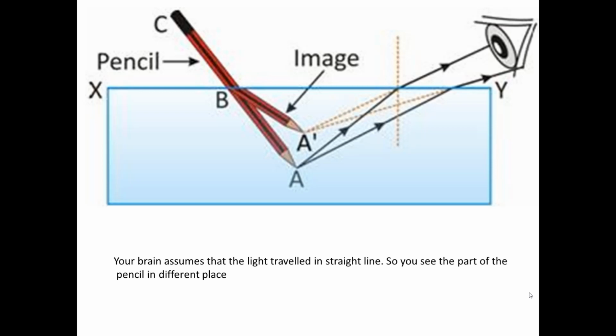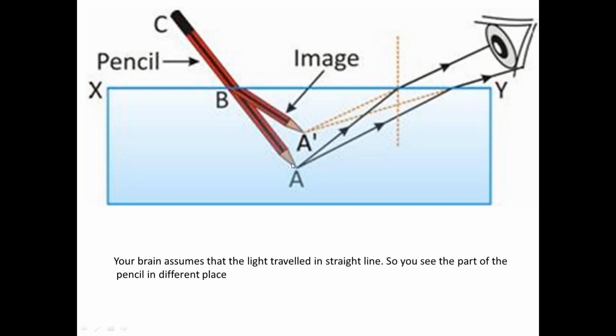Let's see why. First of all, this is the pencil, right? A part of it we see clearly, but a part of it we see is not at the same place. Okay, now why? This is because your brain assumes that the light travels in a straight line, so you see the part of the pencil in a different place. Why? I will explain it, don't worry.